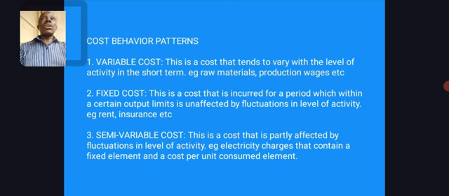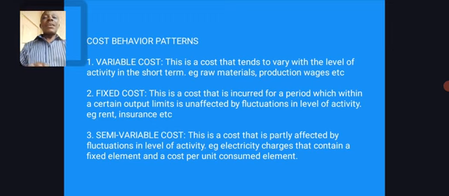The same thing with insurance. Insurance is fixed cost because what you pay for insurance premium will remain the same irrespective of the level of production or the level of output. So it's unaffected by the fluctuations in level of activity. Now, that is fixed cost.